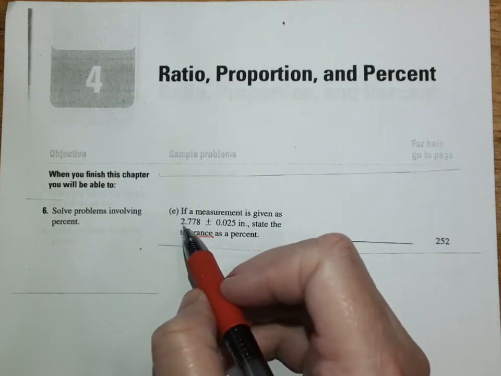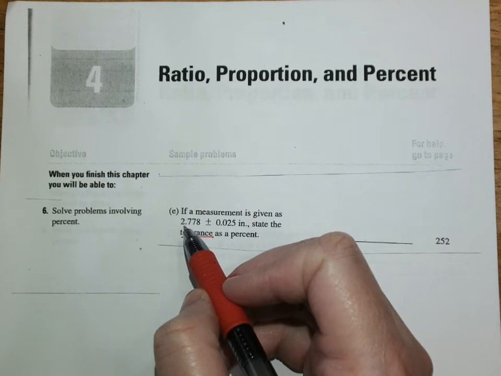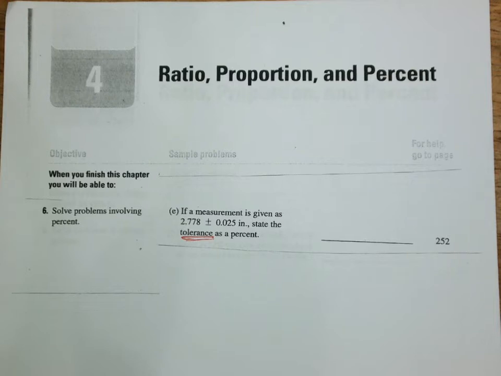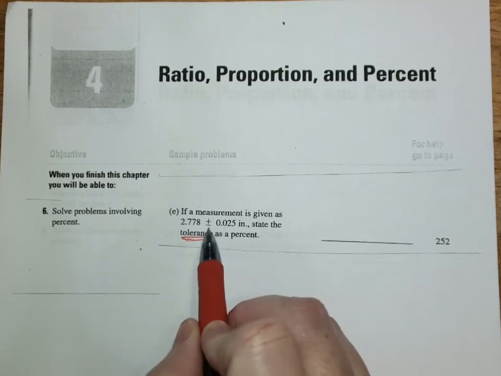Okay, so the next kind of problem for solving problems involving percent has to do with what's called a tolerance. Now, a tolerance, when you're talking about measurements, and you'll encounter this on technical drawings or other specifications, measurements will also give you a tolerance, which is basically showing the allowed error for that particular measurement. So, in this case, the tolerance is plus or minus 25 thousandths.